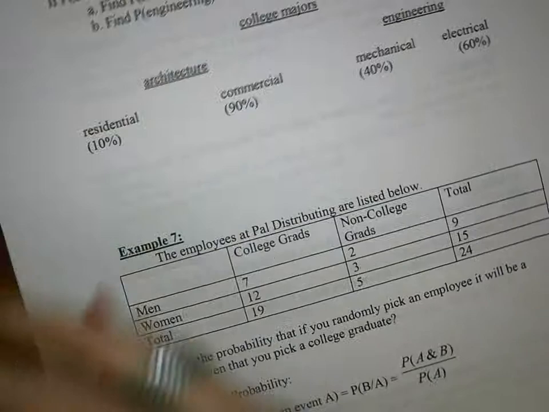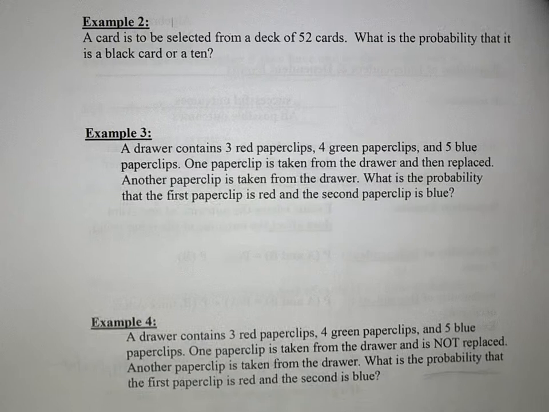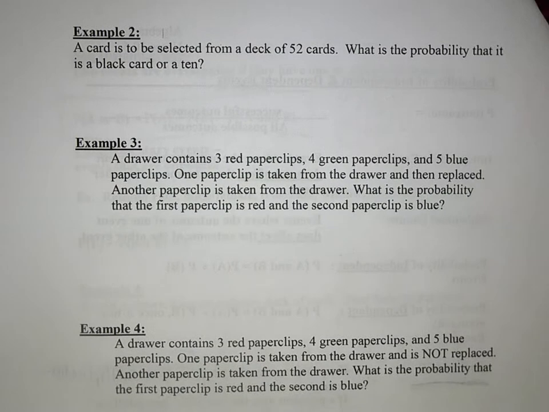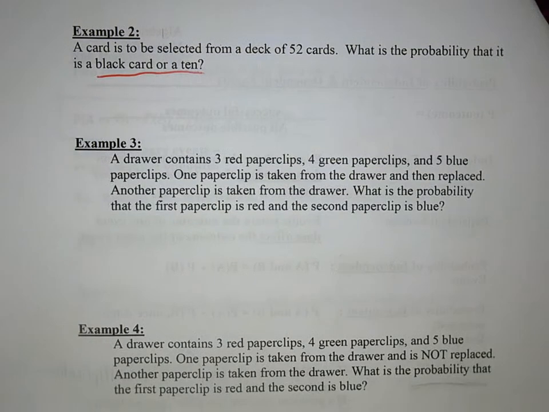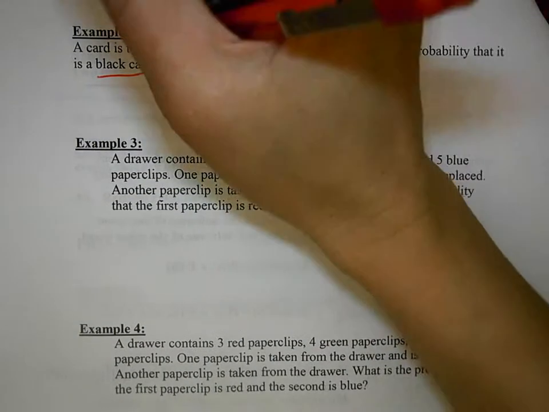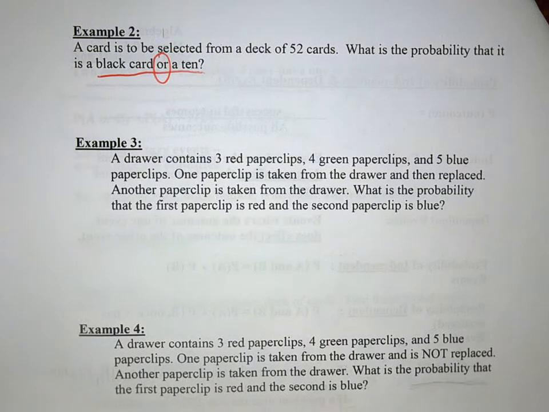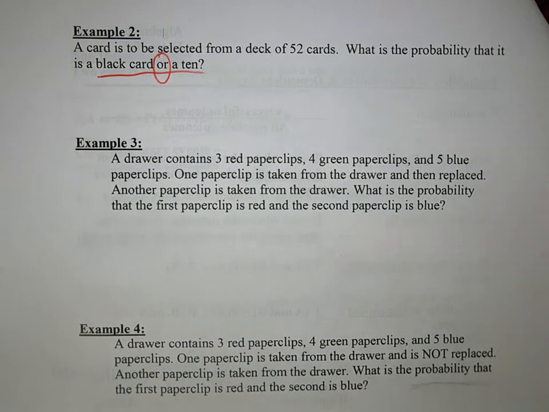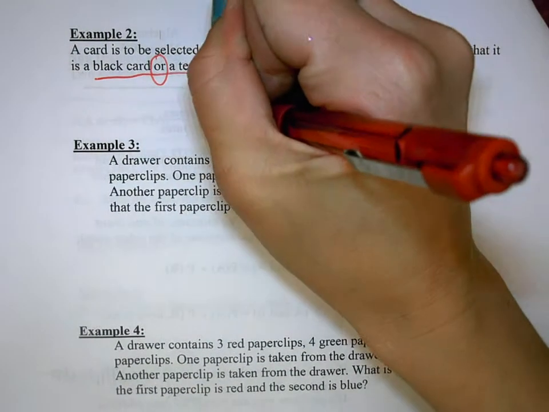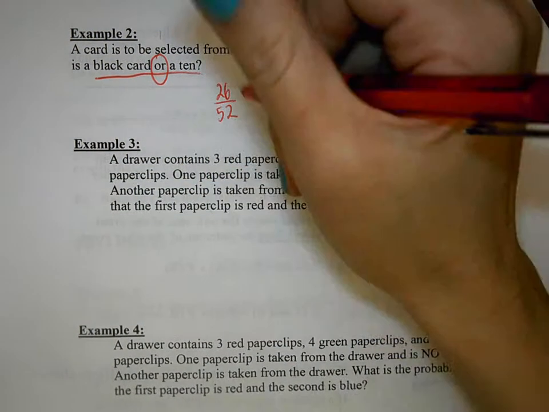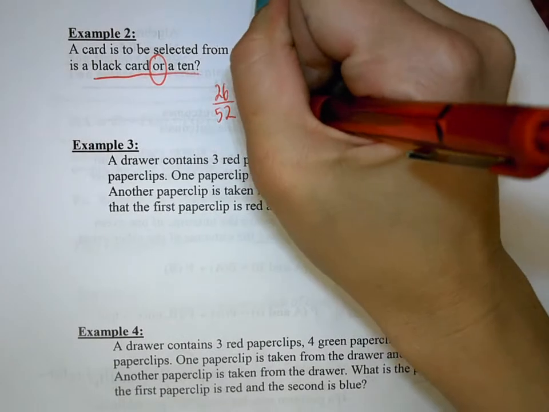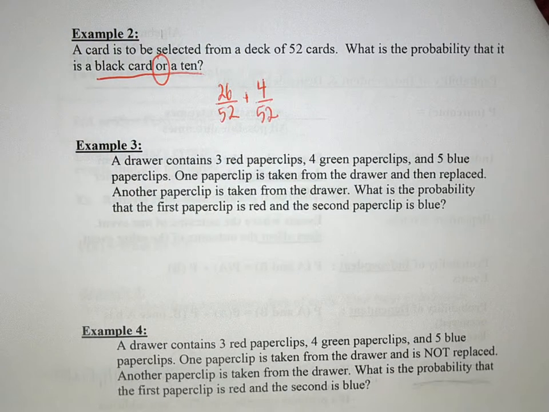All right, example 2. A card is to be selected from a deck of 52 cards. What is the probability that it is a black card or a 10? First of all, when we see or, that tells us we are going to add. Very good. Black card. How many black cards? 26 out of 52, right? Clubs and spades are black. And then how many 10s are there? 4 out of 52. And remember, when we're adding, we need to subtract out anything that overlaps.